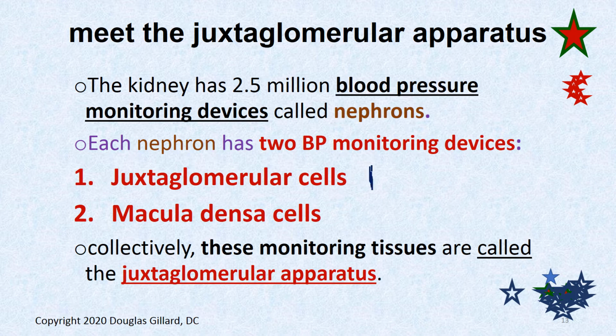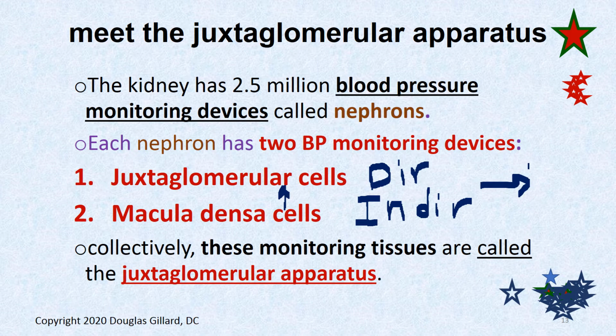Juxtaglomerular cells can directly release renin. They're the ones who make renin and release renin. These guys, the macula densa cells, I think Dr. Doe's talk about the mechanism. I'm not so concerned about that because we're not 100% sure of that mechanism. But they indirectly stimulate the juxtaglomerular cells. They kind of elbow these guys and say, hey, release your renin. But the key is to release the big R, the big renin.